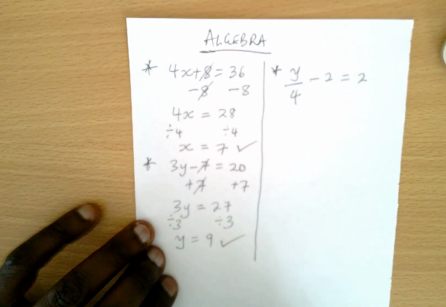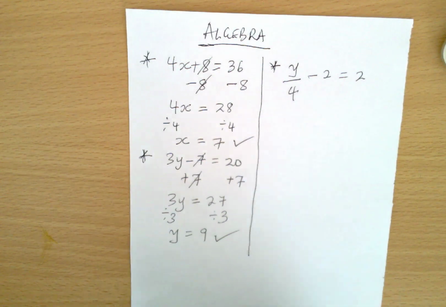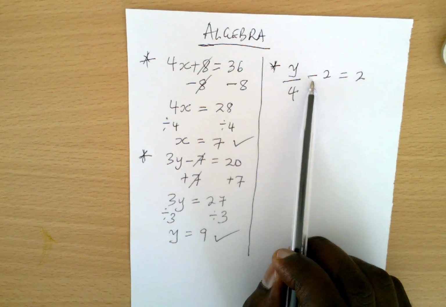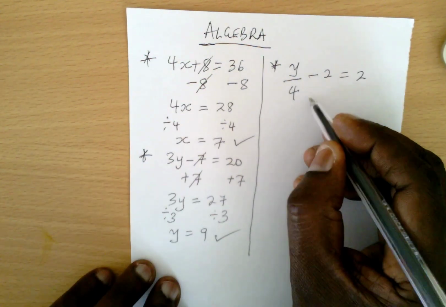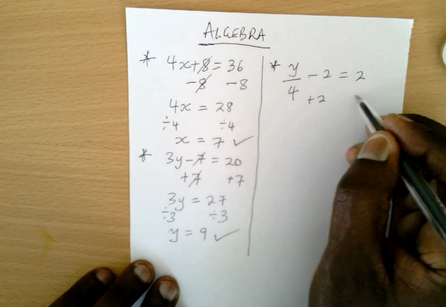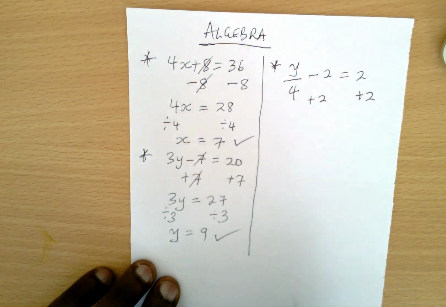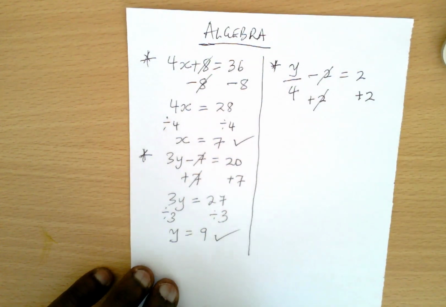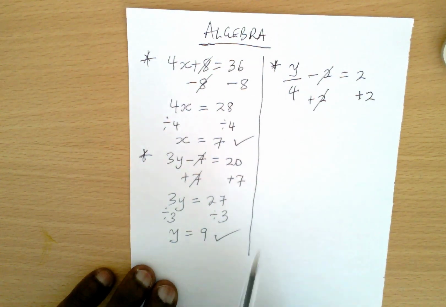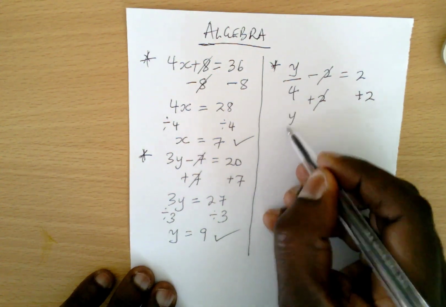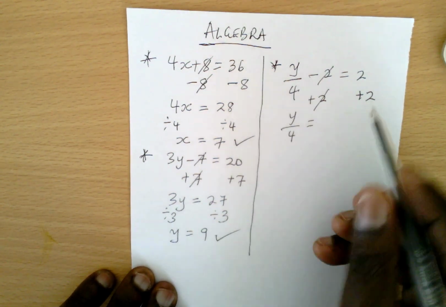Now, there are two methods of solving this equation, okay? But we just apply the same principles that we know. So, we have a minus here. Once we see a minus, we think of plus 2. On the left, plus 2. On the right, plus 2, such that this one cancels to 0. That's the whole plan.